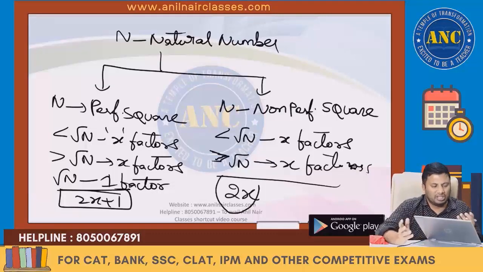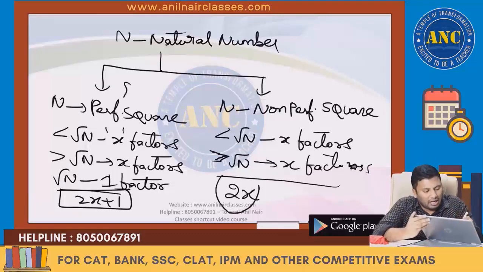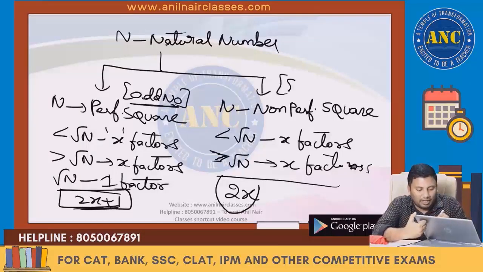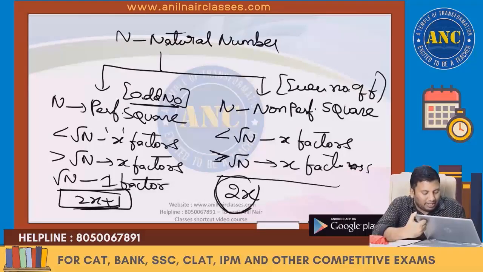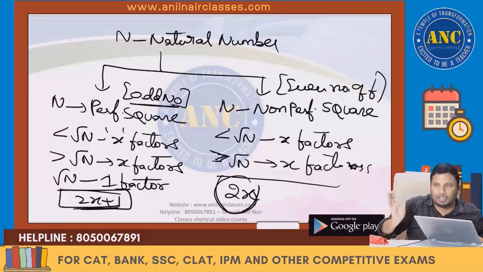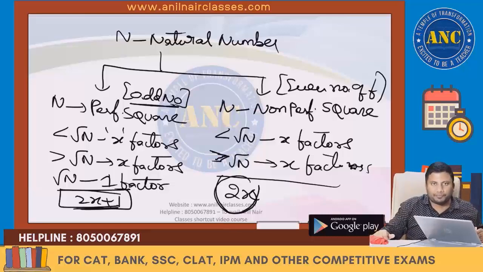It's very easy. You don't need this conclusion. A perfect square has an odd number of factors, odd number means 2x plus 1. A non-perfect square will have an even number of factors, even number means the answer will be 2x. The only idea is how the 2x is distributed: less than root n, x; greater than root n, x. I hope it is clear.